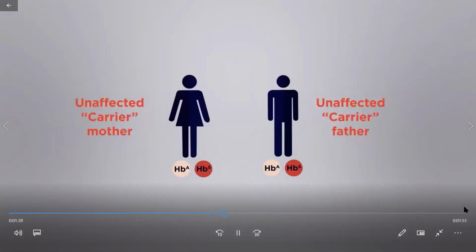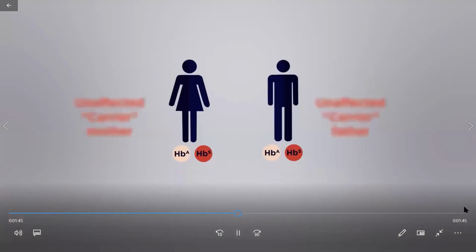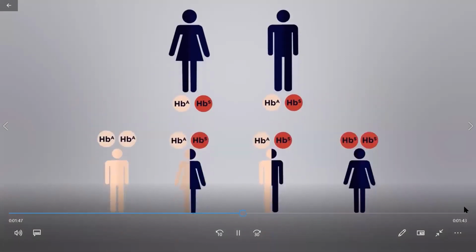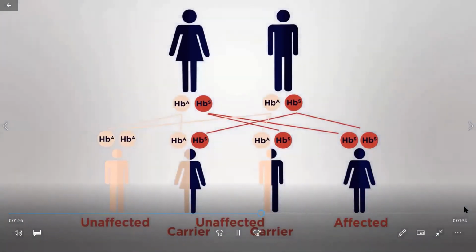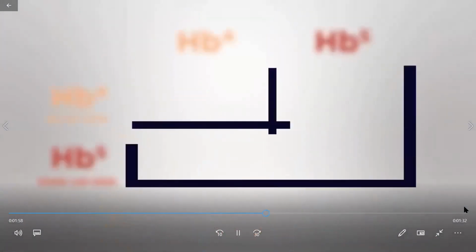The red blood cells of carriers have 50% abnormal hemoglobin and are slightly more fragile than normal. If these 2 sickle cell carrier parents have offspring, they can have children with the disorder, children who are also carriers, or children who are completely unaffected, which we can show in a Punnett square.